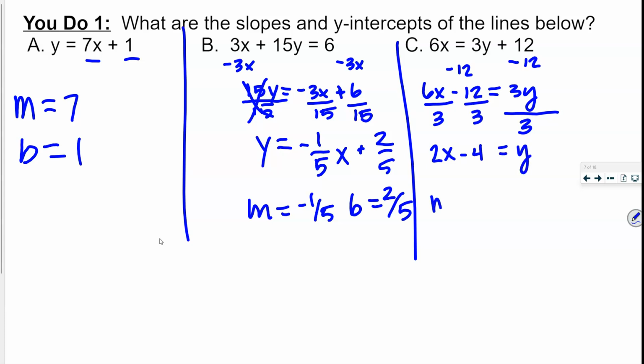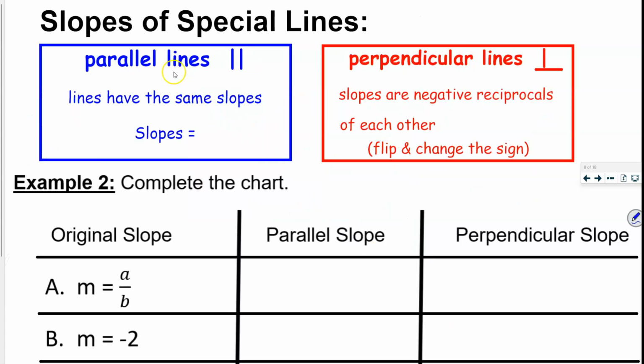So our m here, again, what's in front of that x? 2. And what is the constant? B is equal to negative 4. So now we did the definition earlier of parallel lines. Parallel lines, that is the parallel symbol, y'all.